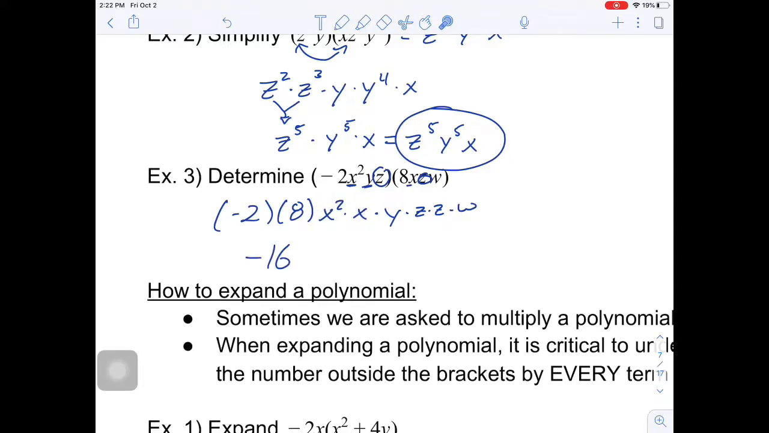X squared times x, remember, add their exponents, so I can see a little 1 here. So that'll be 2 plus 1 is 3, so x cubed. Y doesn't change. Z times z, well that's z to the power of 1 times z to the power of 1, so we'll add their exponents. So that's z squared times w. And there is our simplified expression.